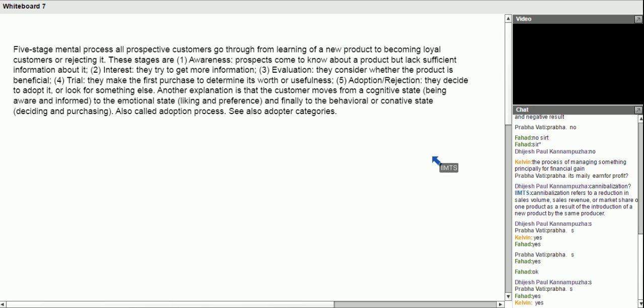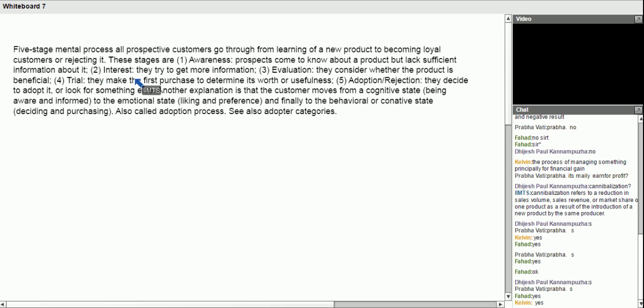As I told you, prospects come to know about the product but lack sufficient information about it. It means that customers will show initial interest to buy the product, but since they lack information about it, they won't proceed. So it is very important from the organization's point of view to educate the customer about their product or services.